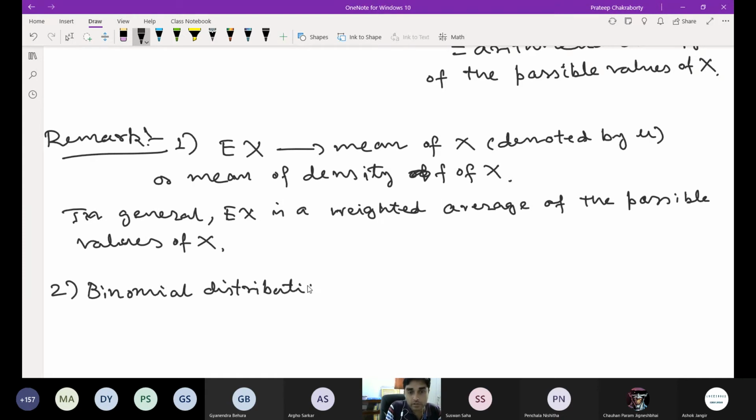So binomial distribution you have seen before. This is the probability when you are just tossing a coin, head or tail. It may be a biased or unbiased coin. Suppose the head has probability p and tail has probability 1 minus p. We can also say failure and success instead of head and tail. Success has probability p and failure has probability 1 minus p.